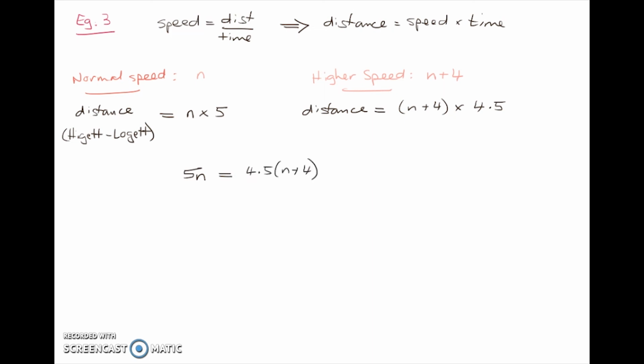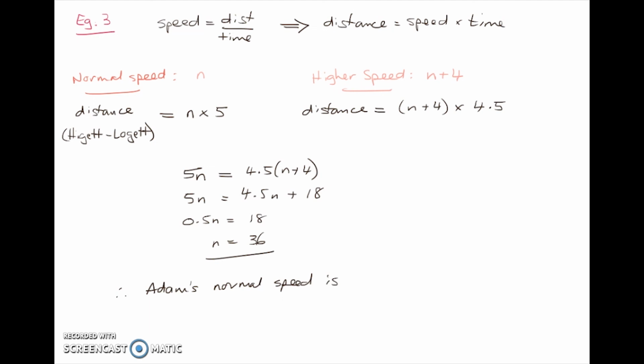So we've got the same for both of them because they both represent the distance, they're equal to each other. So 5n is equal to 4.5n plus 18 once we expand the right hand side. Bring our variables over to the left hand side, we end up with 0.5n equals 18, and then n is equal to 36 when we divide 18 by 0.5, and that's our solution. And so we can write that out in a sentence. Adam's normal speed, which is what the question's asking, is equal to 36 kilometers per hour.